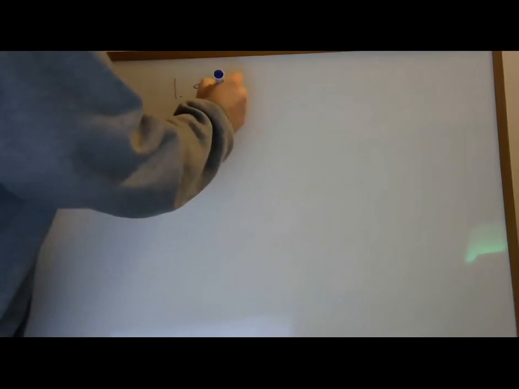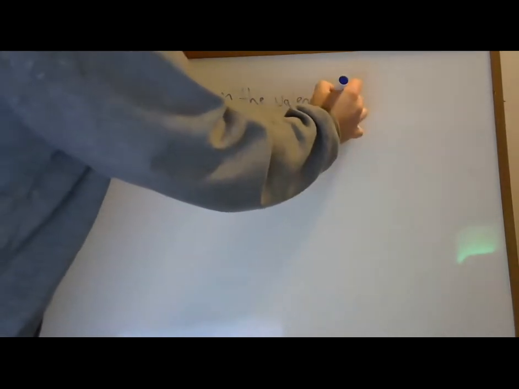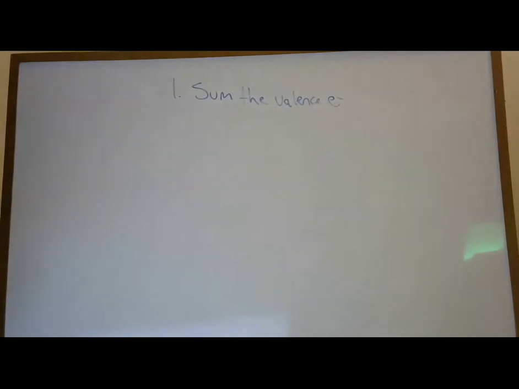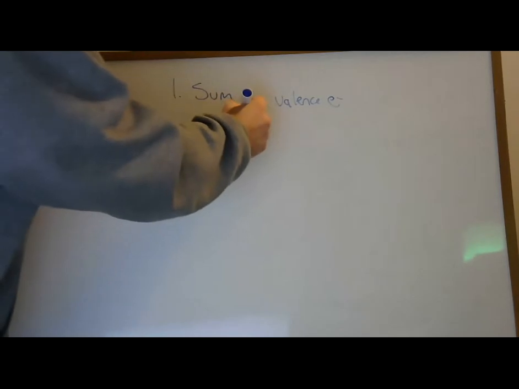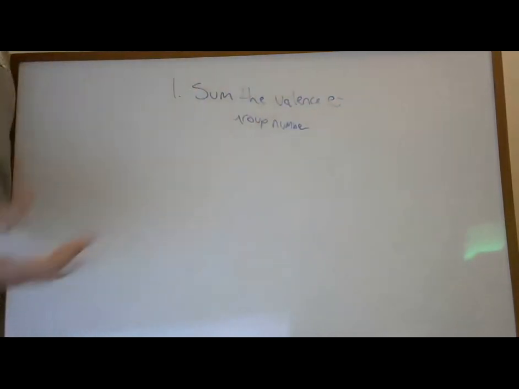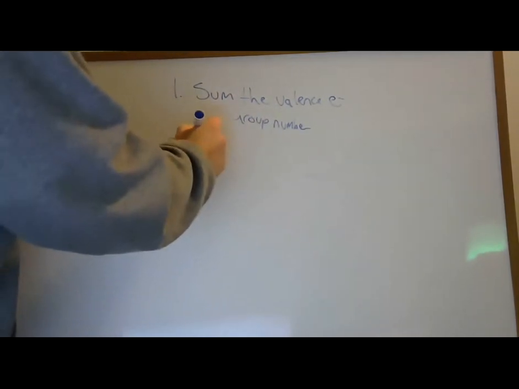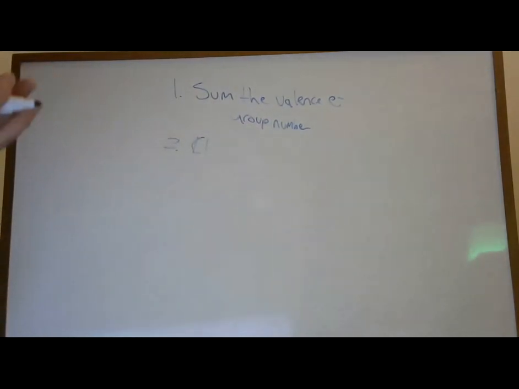In drawing Lewis dot structures, the first step is we sum the valence electrons. So the number of valence electrons is the group number. Simple. Then write atomic symbols for the atoms, for example chlorine, to show which atoms are connected to which.